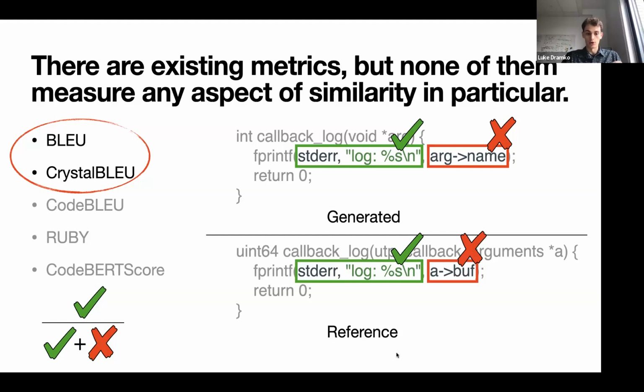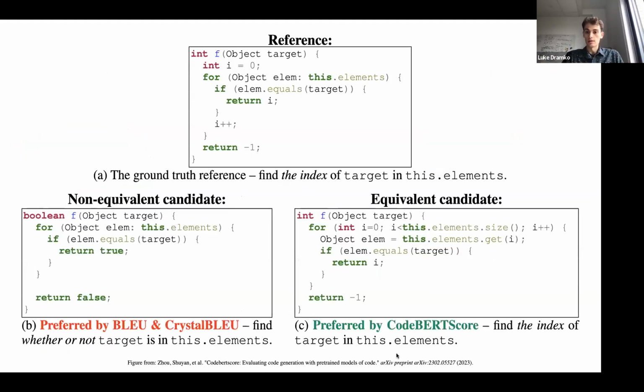So as an example, CodeBERTScore, released earlier this year, is the newest on this list. And this is the motivating example from the CodeBERTScore paper. You can find it on page 2. So what's going on here? Well, the reference code is basically an implementation of the common indexOf method.